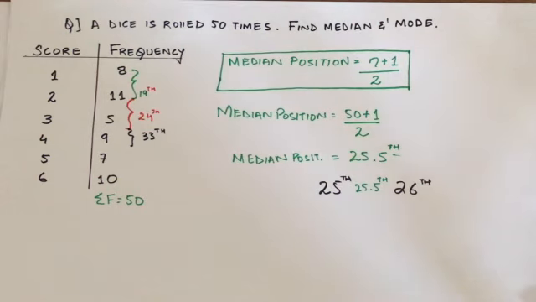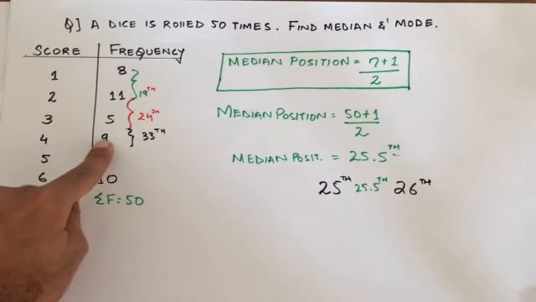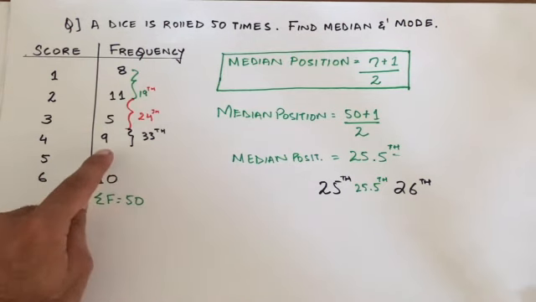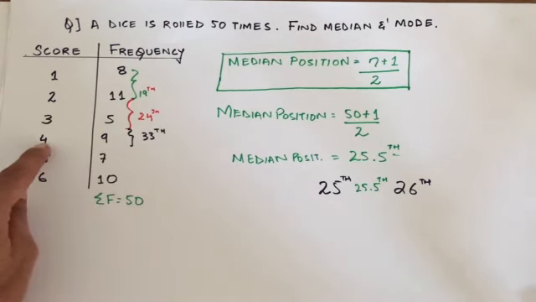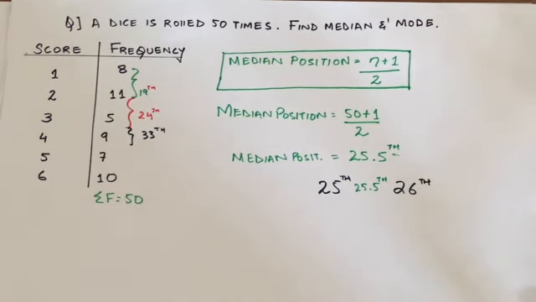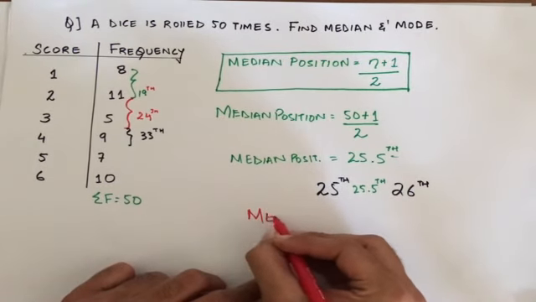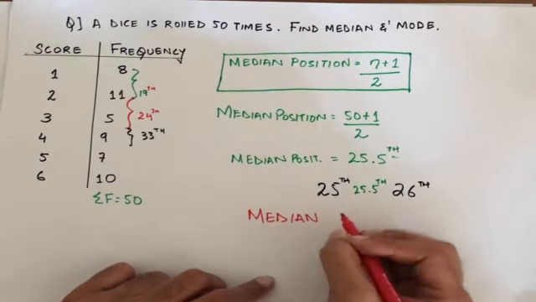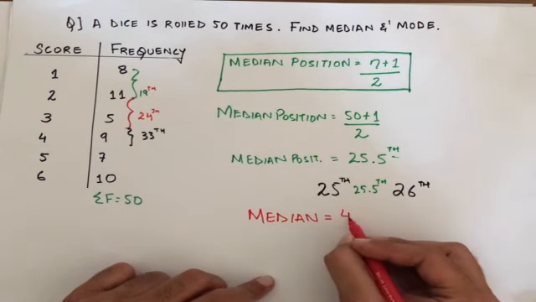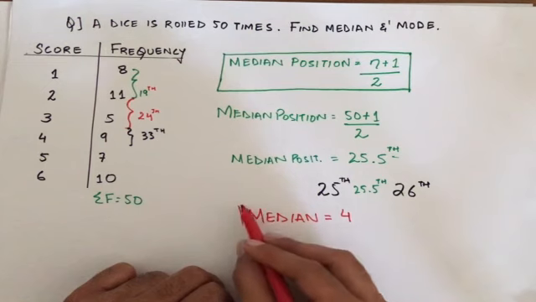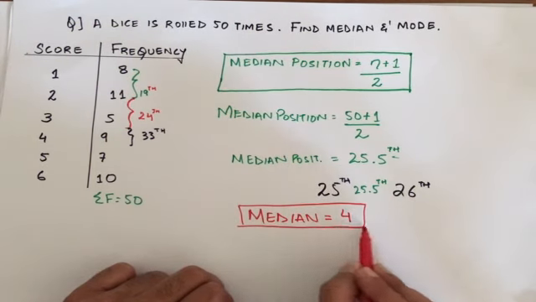So you guys see that 25th and 26th position both would lie in this sector, and the score at this sector is 4, and the score for this sector is 4. So your median here is, and again these are the scores, so median would be 4.